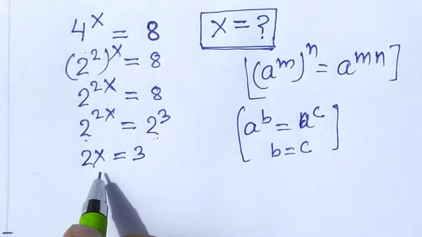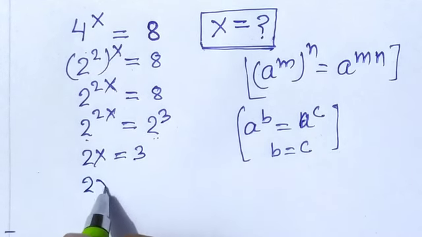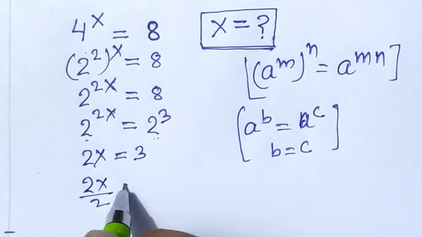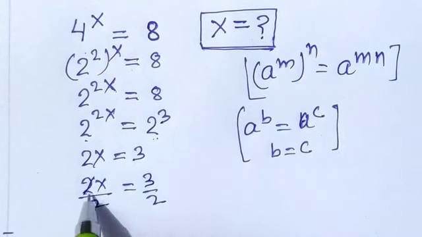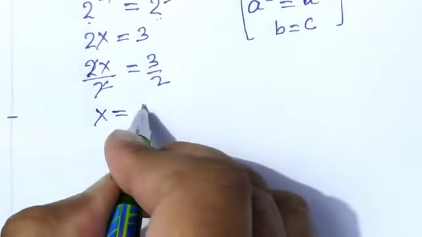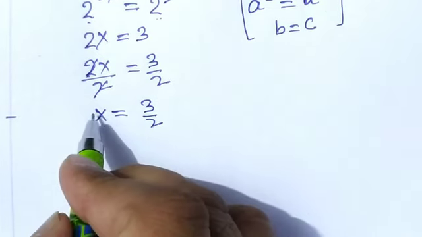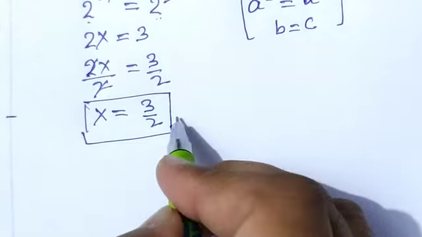We have to find the value of x, so divide by 2 on both sides. It will be 2x divided by 2 is equal to 3 divided by 2. This 2 and this 2 cancel out. It will be x is equal to 3 by 2. This is the final answer.